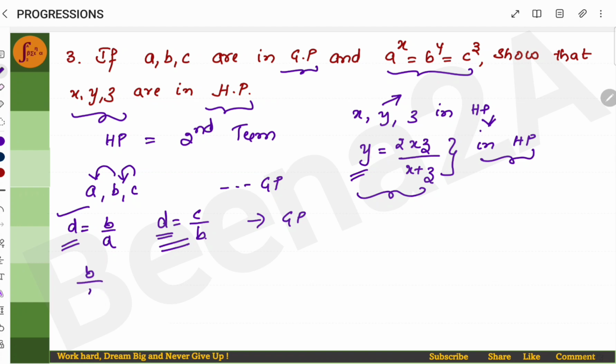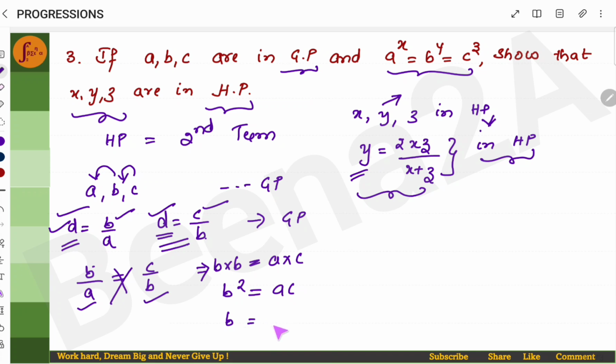Which means we can say B by A is equal to C by B, because the left hand side values are the same. Therefore, the right hand side values also should be the same. That is B by A is equal to C by B. Now if I cross multiply, that is, I want to get rid of the denominators, so I push the denominators to the numerators. That is, I cross multiply. So B into B is equal to A into C. So I'll get B square is equal to AC, which means B is equal to square root of AC. Right? If I shift the square here, it will become square root of AC.